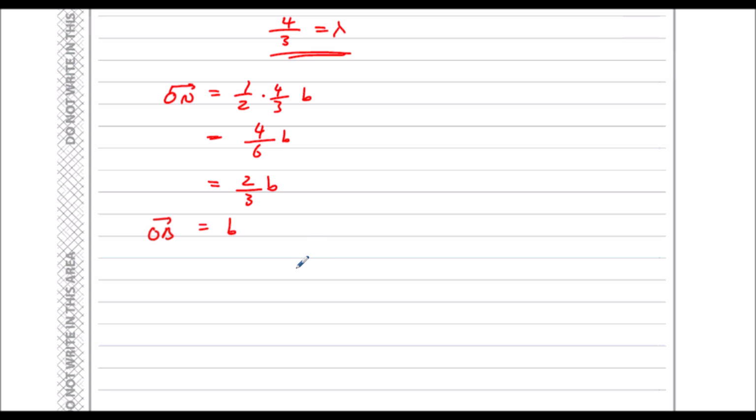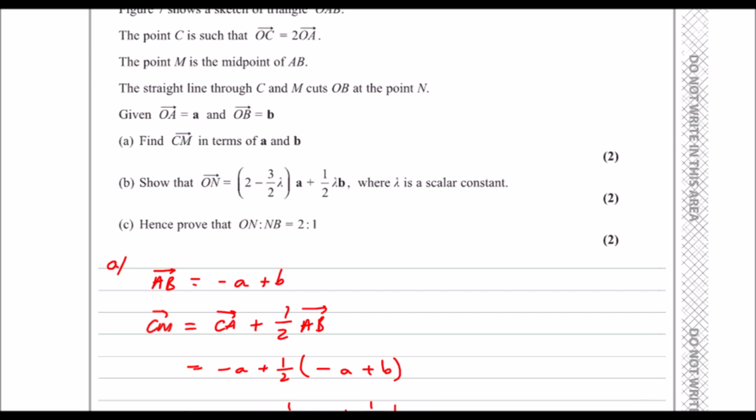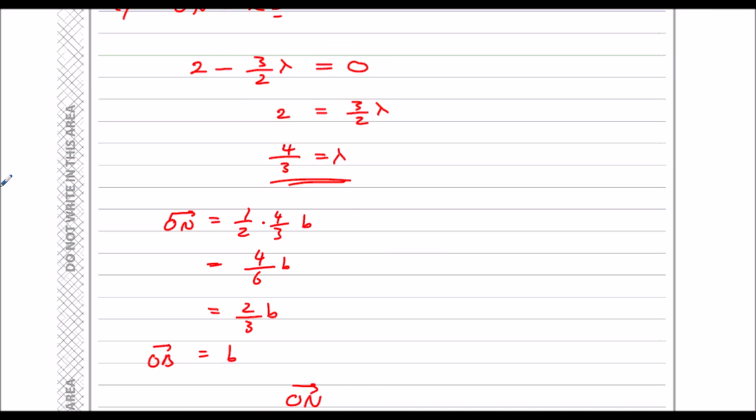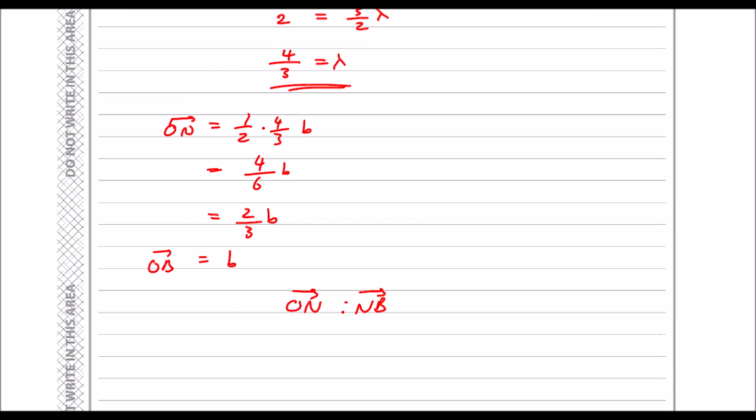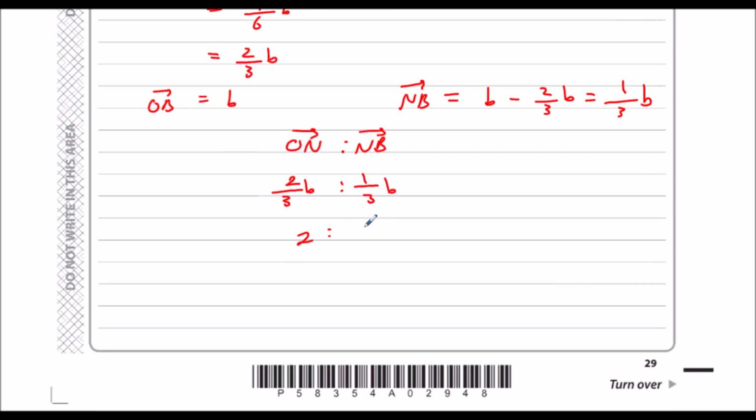So O to N to O to B, O to N to N to B. O to N is 2/3 B. N to B is, well, 1B minus 2/3 of a B, which is 1/3 of a B. So that's 2 to 1.